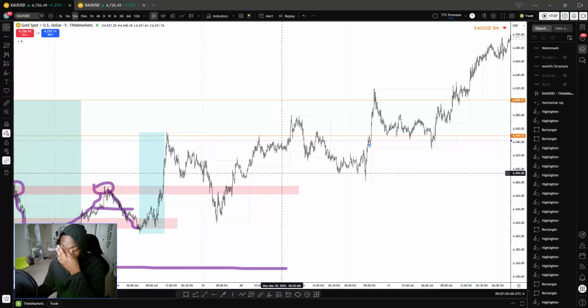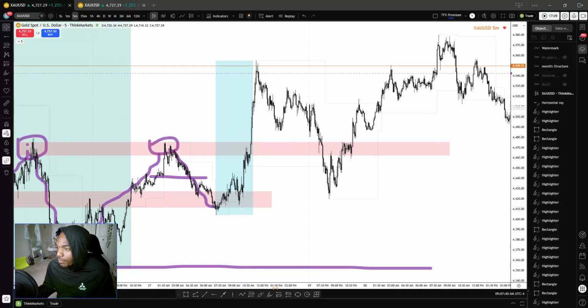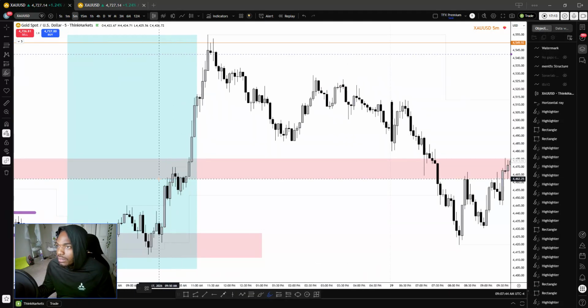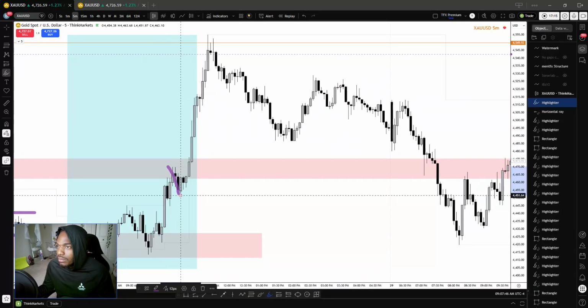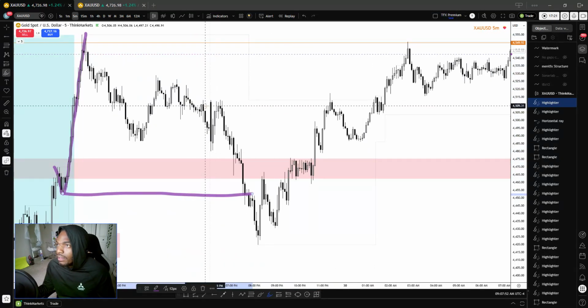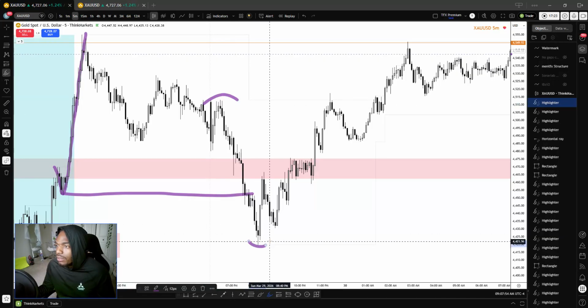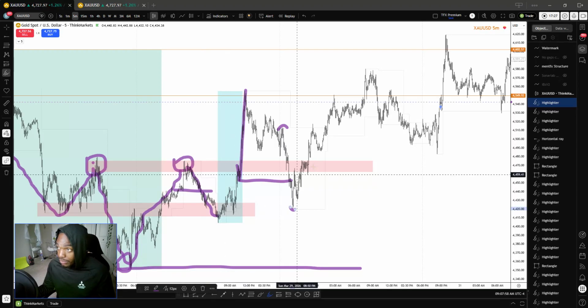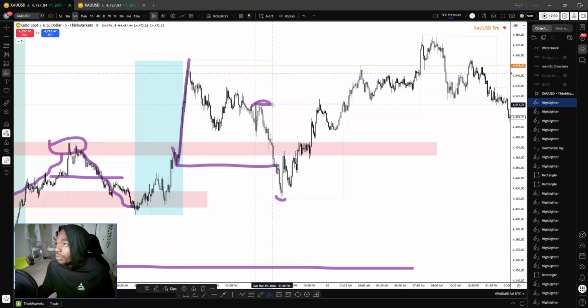All right, cool. And so following the structure again, we got this pullback and a push up on the 5 minute. Price goes bearish on the 5 minute. That came from this set of highs down to this low. So in order for me to take a long on this, regardless of what the structure looks like, I want price to be bullish above this.